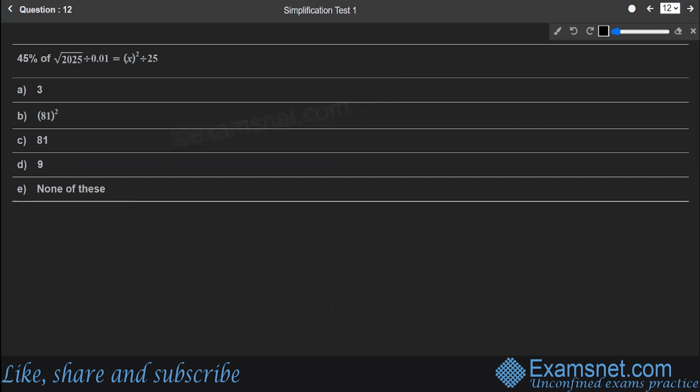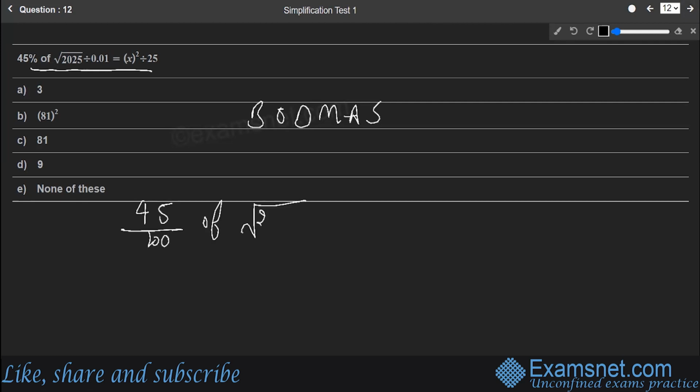Now, the next expression is 45% of under root of 2025 divided by 0.01 is equal to x square divided by 25. And we are supposed to solve for the x value. So clearly we will have to solve both left hand side and right hand side. We'll obviously stick to the rule called BODMAS. So let us write the expression. 45% is 45 upon 100 of under root of 2025 divided by 0.01 is equal to x square divided by 25. That is the expression given to me.